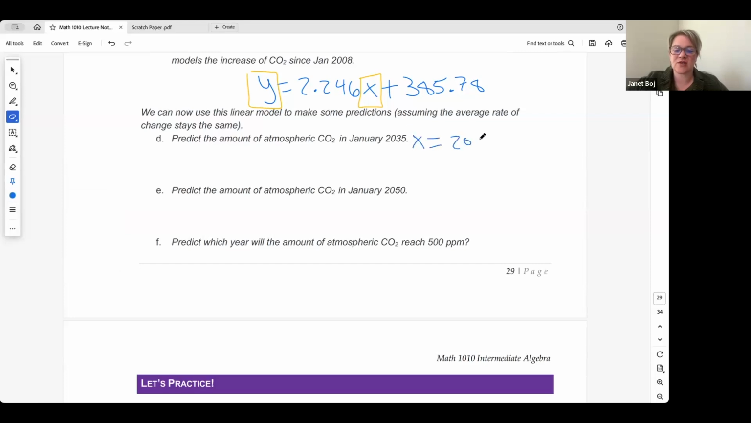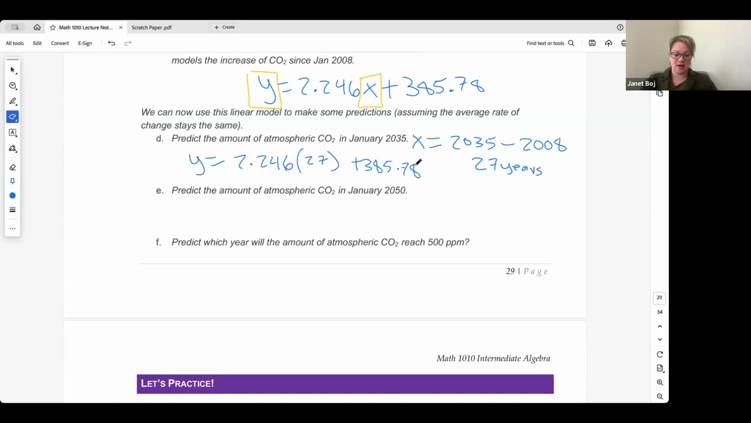So the X value is whatever year it is, and you subtract your starting point. Remember, we're beginning this scenario in 2008. And so 2035 minus 2008 would give you 27 years. So after 27 years, how much CO2 is in the atmosphere? We can just plug that in. So we plug in the 27 years for X.